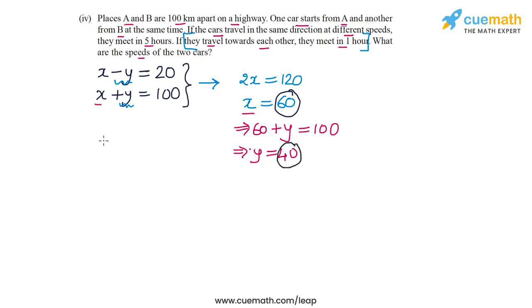And hence the speeds of the two cars are 60 kilometers per hour, this is the faster car, and 40 kilometers per hour, this is the slower car, and this is our answer.